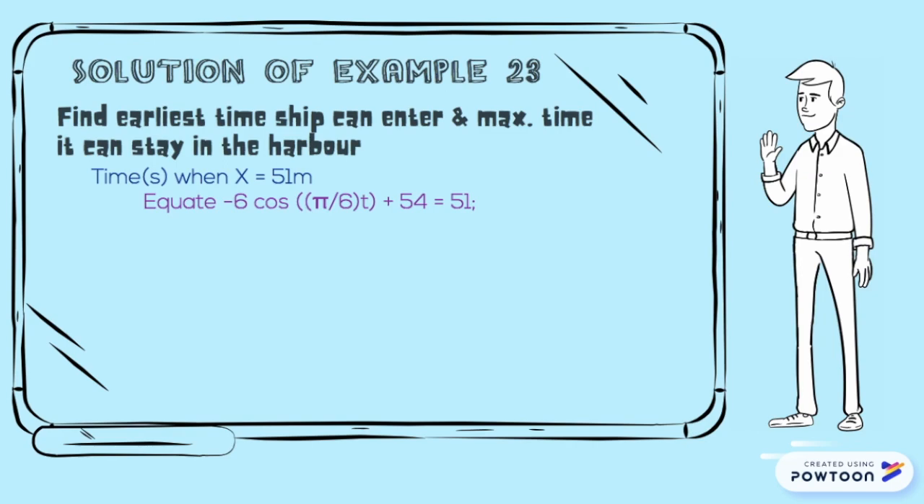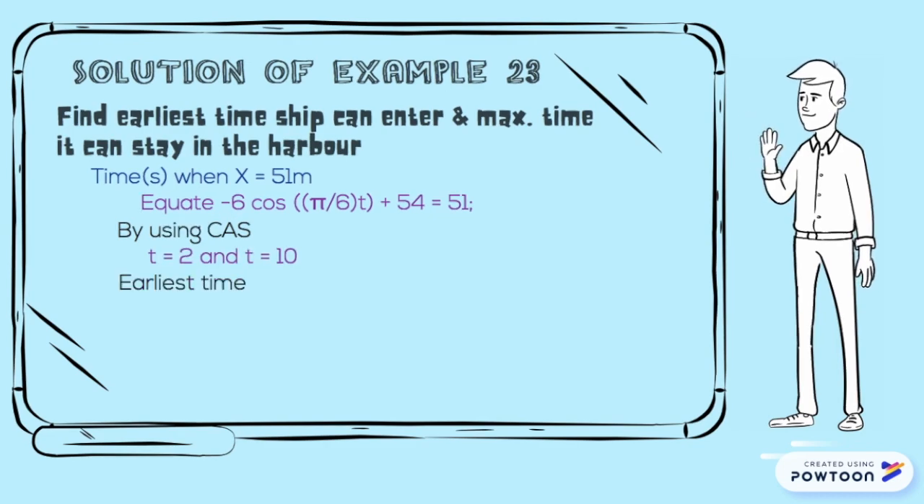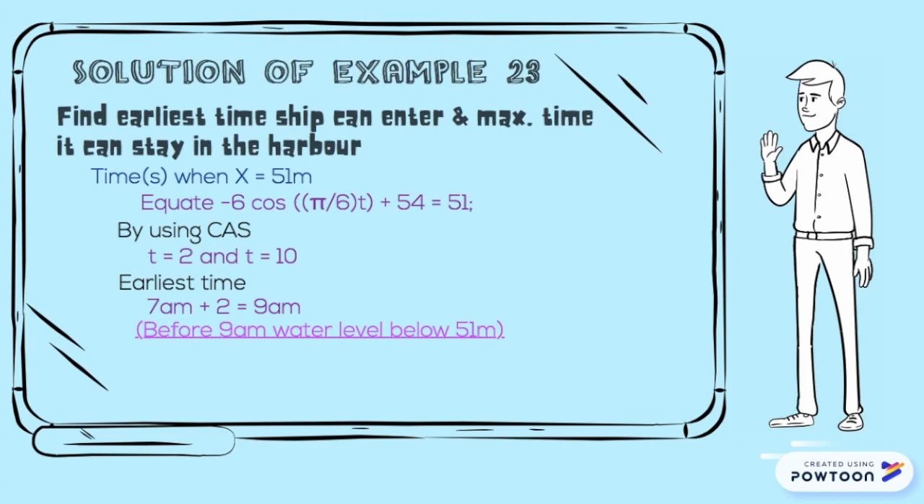If we find the answer using the CAS calculator, our answer will be t equals 2 and t equals 10. Thus, our earliest time will be 7 a.m. plus 2, and thus we get 9 a.m. So from here, we can see that before 9 a.m., the water level will be below 51 meters. And the maximum time the ship can stay in the harbor is 10 minus 2, 8 hours.